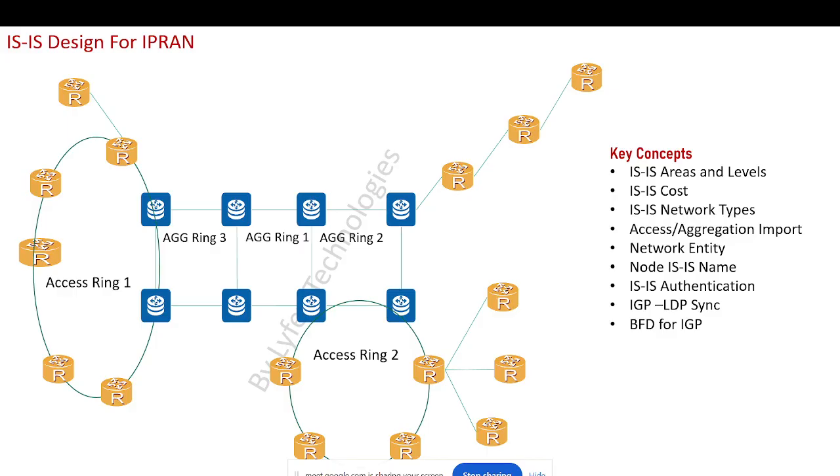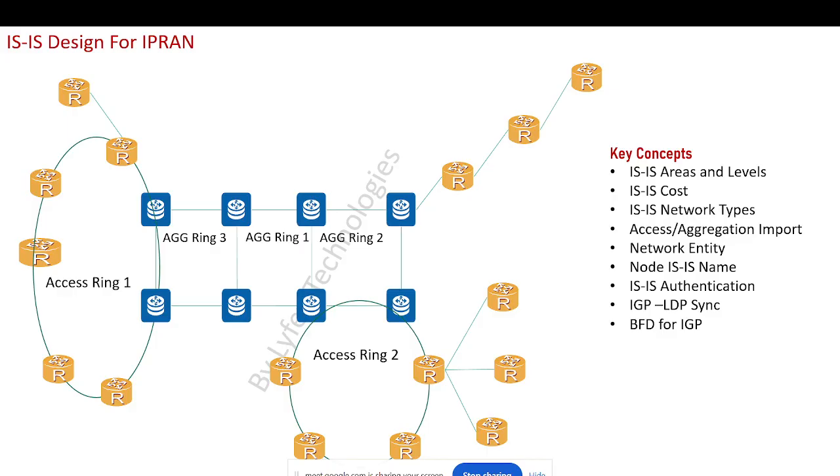ISIS cost, definitely. We know that ISIS selects the best path based on cost. So how do you configure cost on your network? Those are some of the things that we'll be demonstrating today. The network types, we have point-to-point, we have broadcast. Which one are you going to use? Many times we prefer the point-to-point connection.